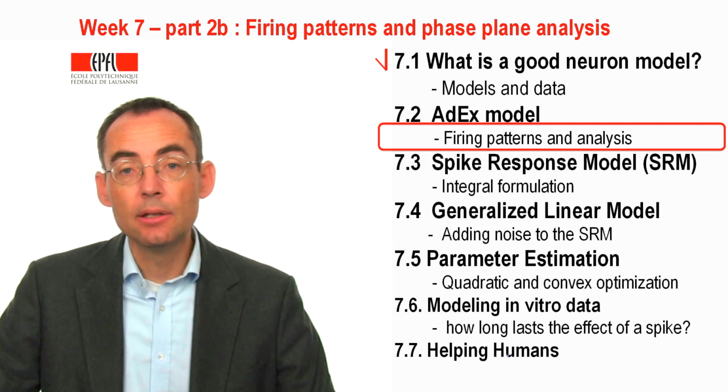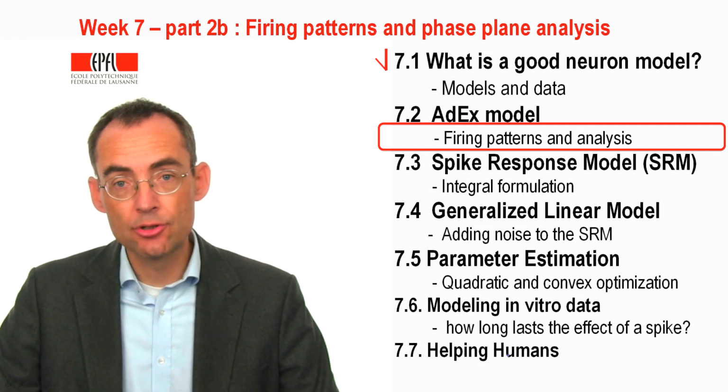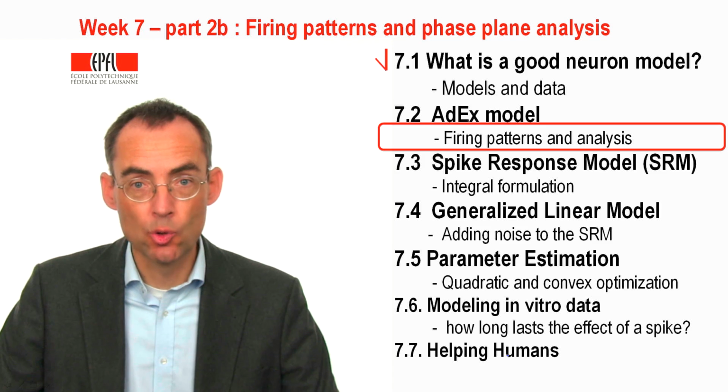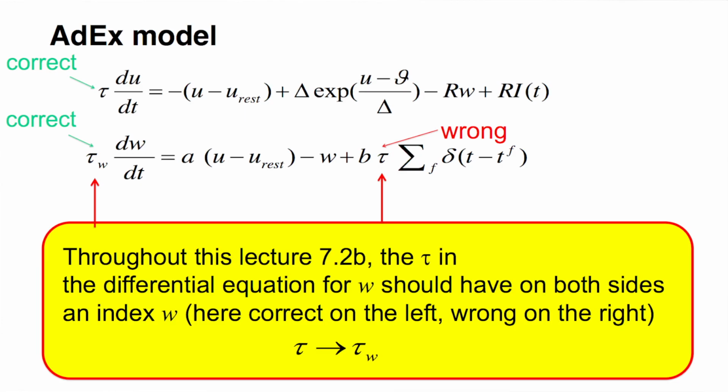So this is part B, the follow-up of lecture 2 of week 7 of the class Neuronal Dynamics. We work with the AdEx model. We just have two equations.